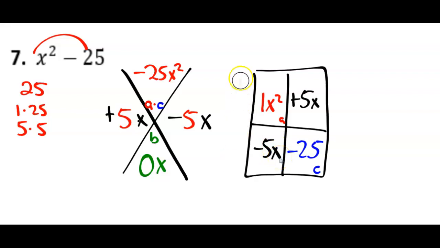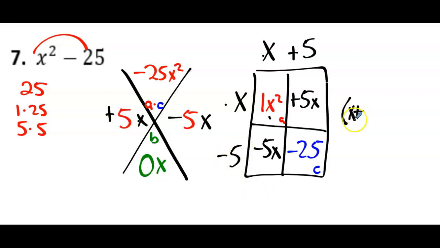I need to factor out going up. I've got x. Fantastic. I need to factor out going sideways. I've got x again because x times x gives me x squared. Okay. What about here? What do both of these have in common going up? That's positive, so a positive 5. What do both of these have in common going to the side? That's negative, so negative 5. And that's my answer. x plus 5 times x minus 5.